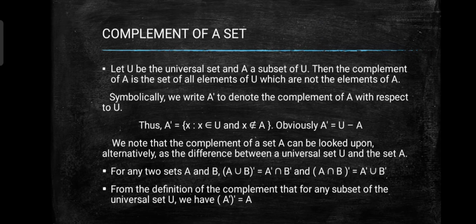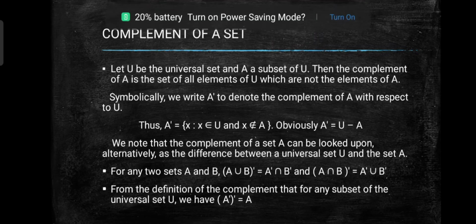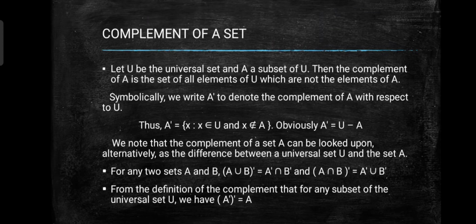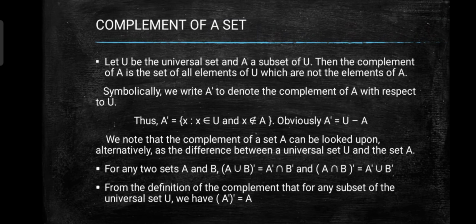So for any two sets A and B, the complement of A union B can be written as the complement of A intersection the complement of B. In the same way, the complement of A intersection B could be written as the complement of A union the complement of B. Just remember that the symbols are changing from union to intersection and from intersection to union.